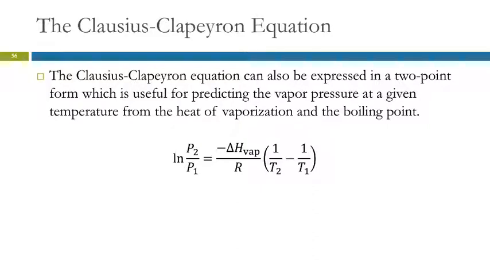So this is useful because if you know the normal boiling point of a substance, that is the temperature at which the vapor pressure equals 1 atmosphere. So there you've got 1 point. And then the other point, say you want the vapor pressure at a different temperature. Well, now you have 2 temperatures, 1 pressure, you can solve for the other pressure.